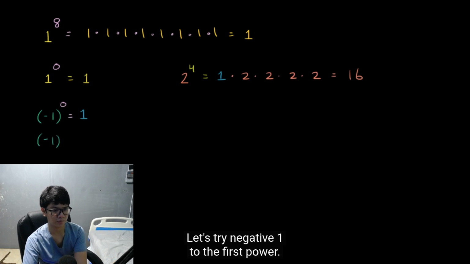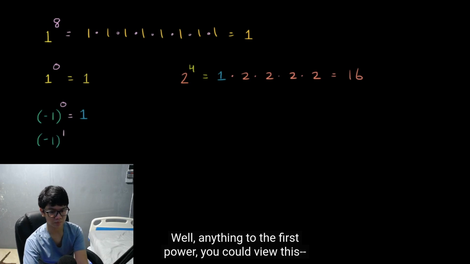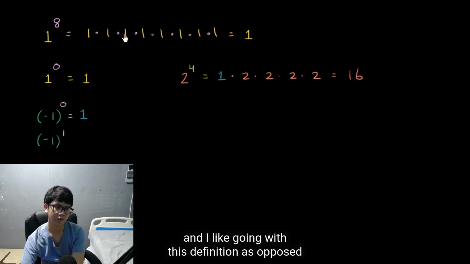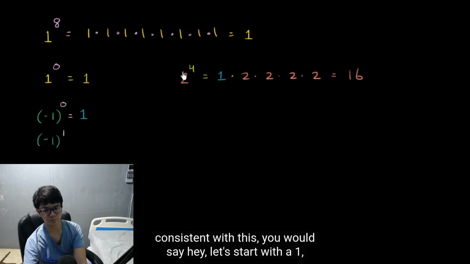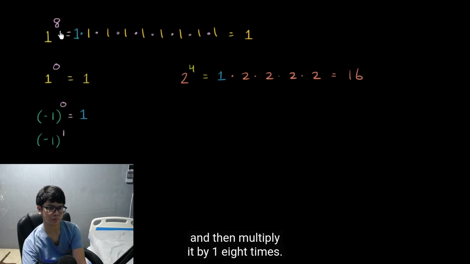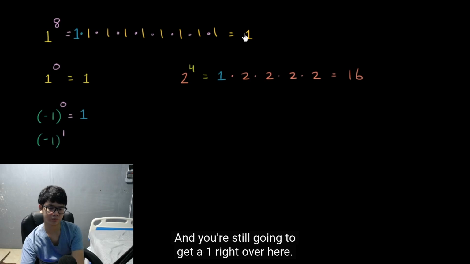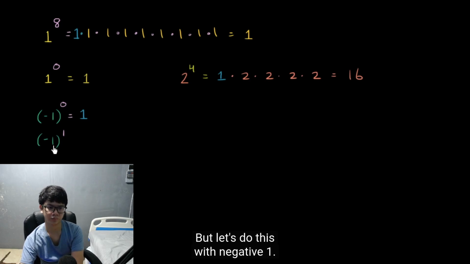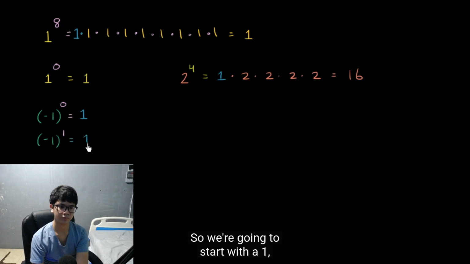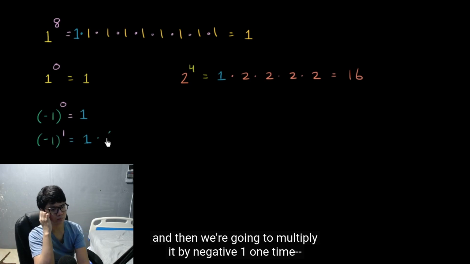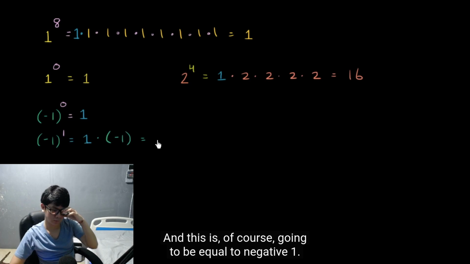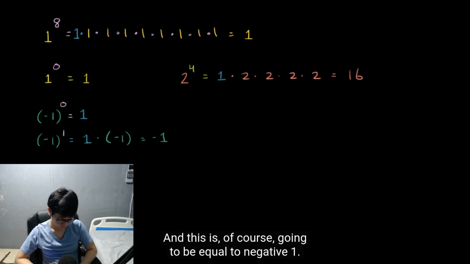Let's try negative 1 to the first power. Well, anything to the first power, you could view this, and I like going with this definition as opposed to this one right over here. If you were to make this definition consistent with this, you would say, hey, let's start with a 1, and then multiply it by 1 8 times, and you're still going to get a 1 right over here. But let's do this with negative 1. So we're going to start with a 1, and then we're going to multiply it by negative 1 1 time. Times negative 1, and this is, of course, going to be equal to negative 1.